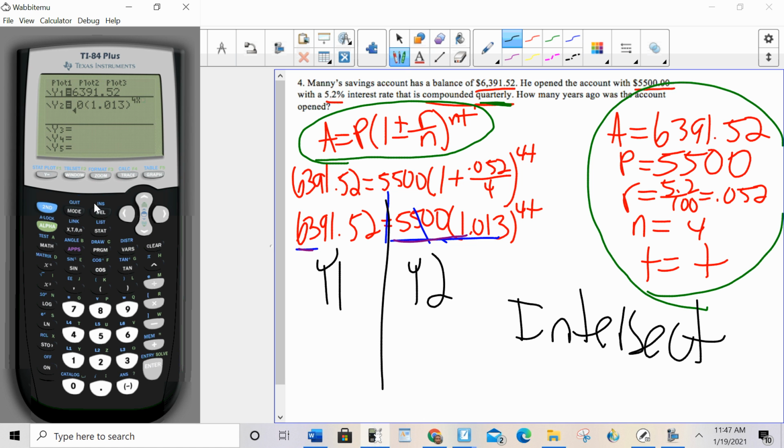Now, I generally start with Zoom 6. I know Zoom 6 isn't going to work because I know these values are in the thousands. So I'm just going to go to Zoom Fit. Let's see if that gives me what I want to see. Yes, it does. I see the intersection. So I hit second trace, option 5. And of course, there's a video on this as well, a couple of videos on this. But this is the open response equation strategy. Enter, enter, enter. And you see here, there's your 2.9, which rounds to 3.